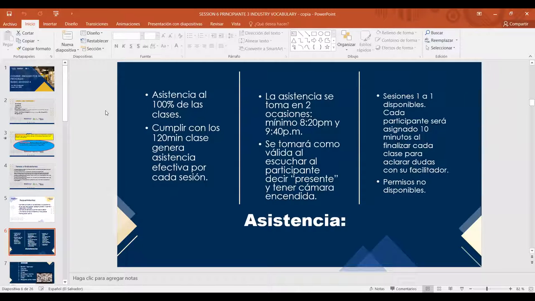Permisos no disponibles. Thank you. So I want you to pay attention to that bullet. Sesiones 1-1 disponibles. Cada participante será asignado 10 minutos al finalizar la clase, no antes de la clase. Después de la clase, porque así lo establece la administración y así lo verifica INSAFOR.